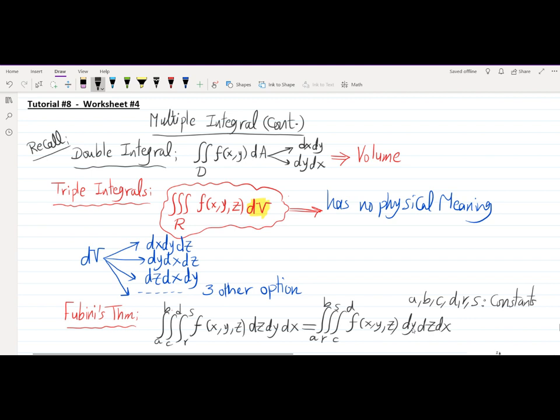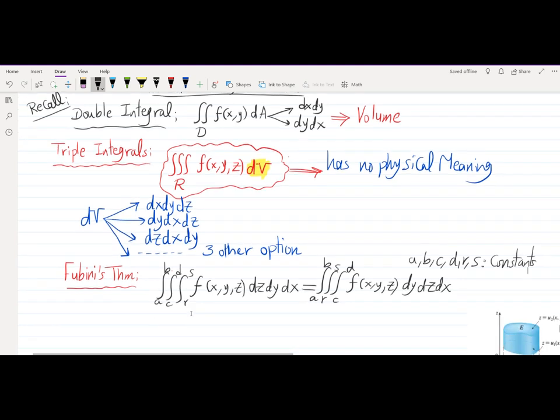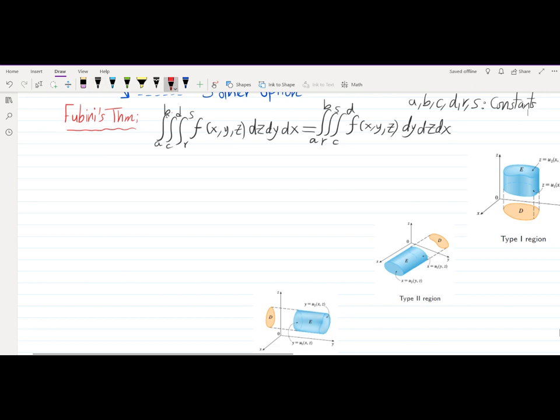And what will be the case if the limits of the integrals are functions, not constants? Like in the double integral, if the limits of integration are functions, what will be the case? We have three different cases for expanding the dV element. The dV element can be expanded using the first kind, which is type I.